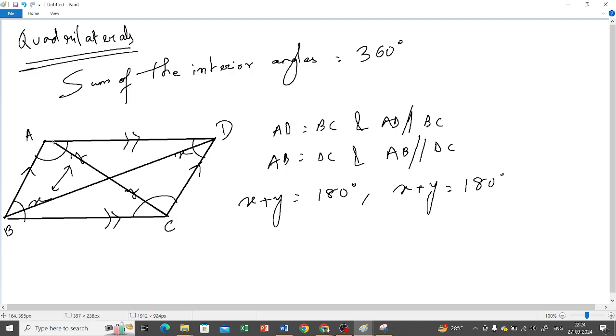Diagonals bisect each other but are not perpendicular to each other. So BO is equal to OD and OC is equal to AO, but they are not perpendicular to each other. All right. This is the altitude.